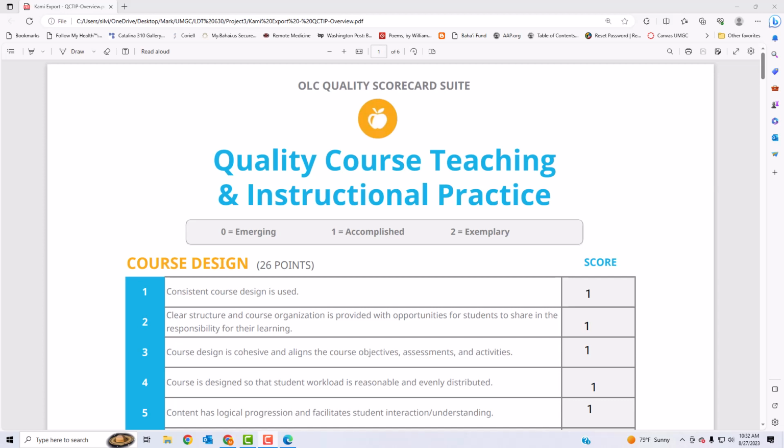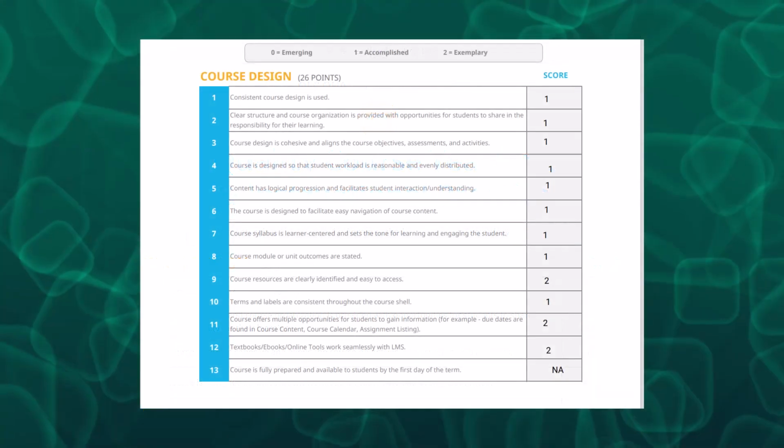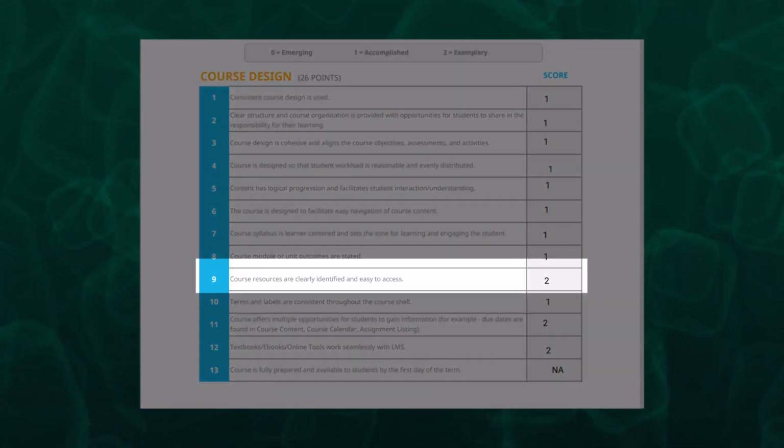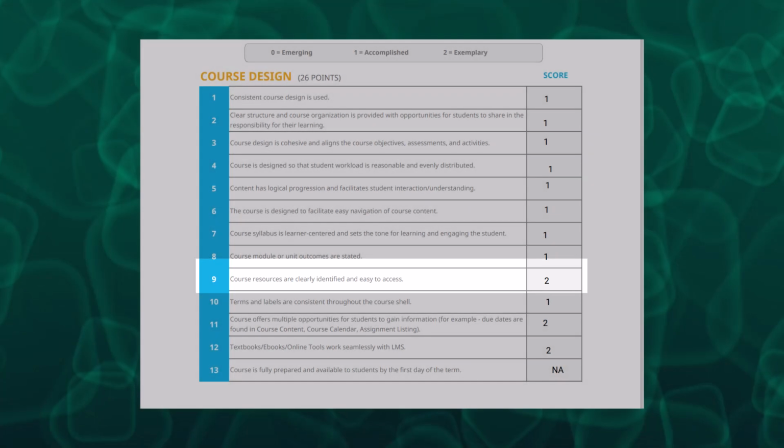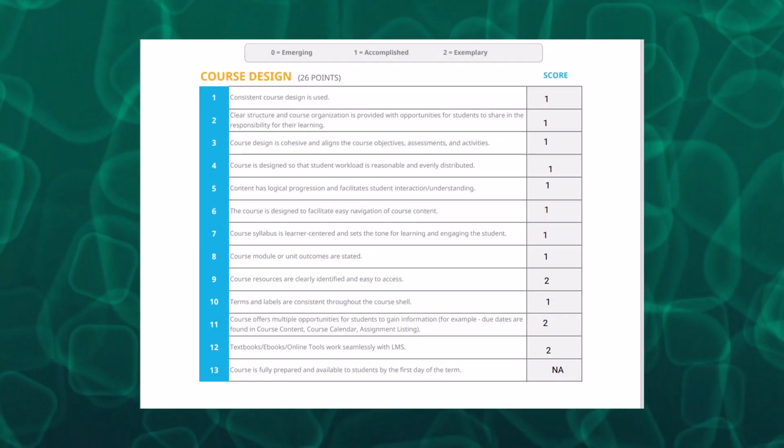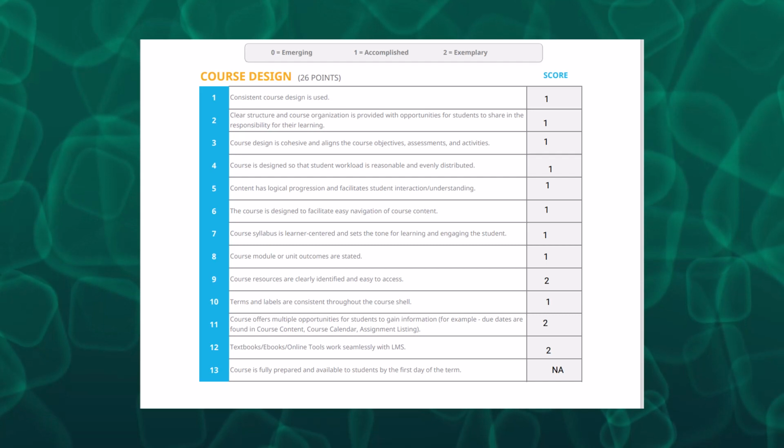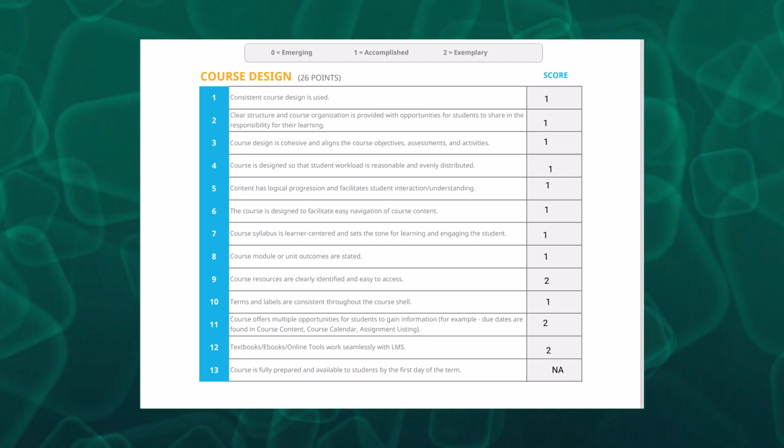Under the category of course design, the first subcategory evaluated is consistent course design is used. In this example, a score of 1 is awarded to indicate that course resources are clearly identified and easy to access in this course. A score of 2 has been entered in the course design subcategory number 9, course resources are clearly identified and easy to access, as this analysis identified that subcategory as being an exemplary example of identifying and easily accessing course resources.